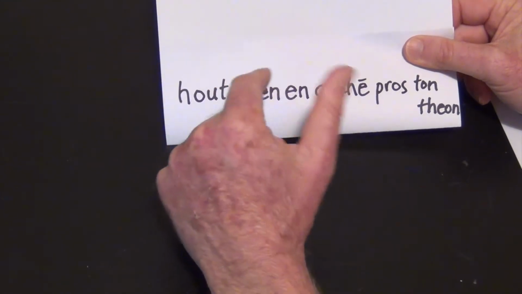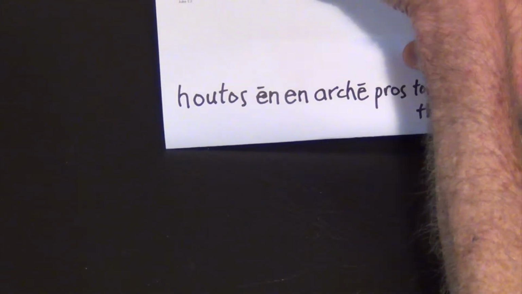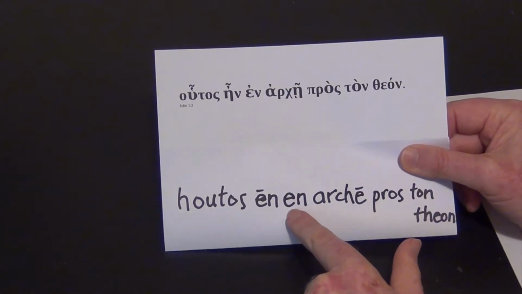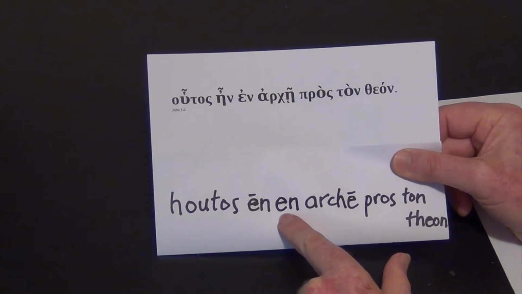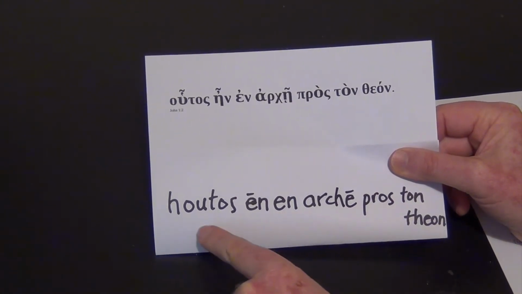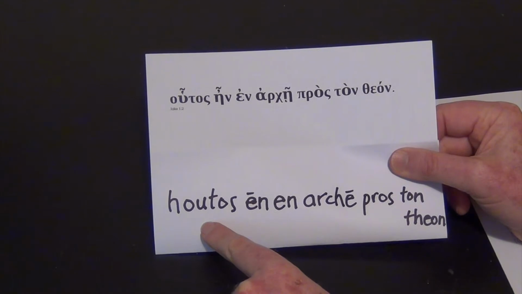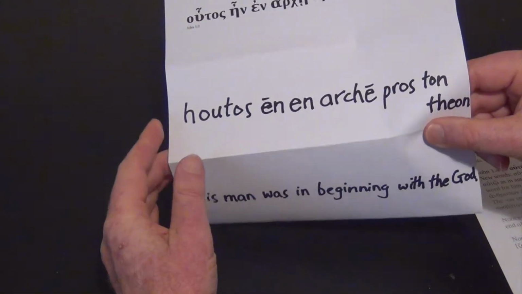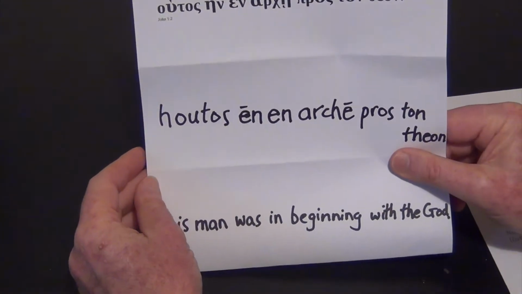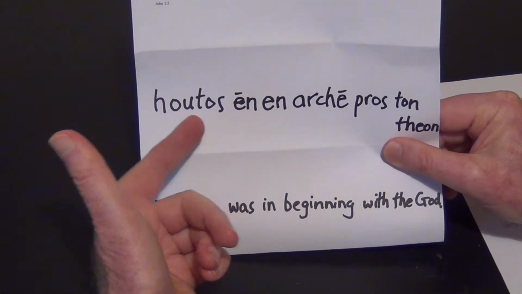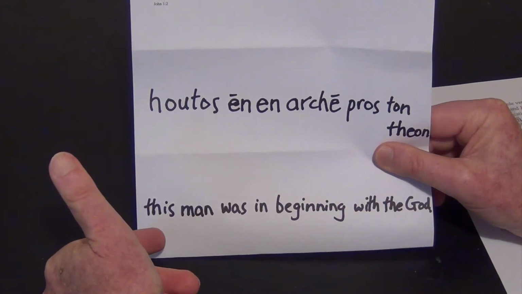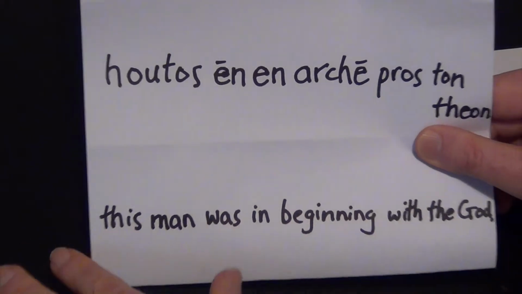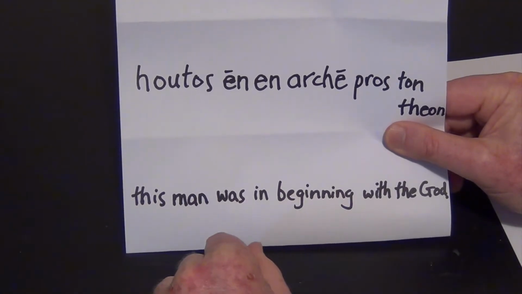So notice these two words are put right next to each other now. Ein with the long E and en with the short E. The only new word here is houtos, which means this. And the os ending tells us that it's masculine singular, so I put this man, or this person, or you could in fact say he, as most of our translations do.